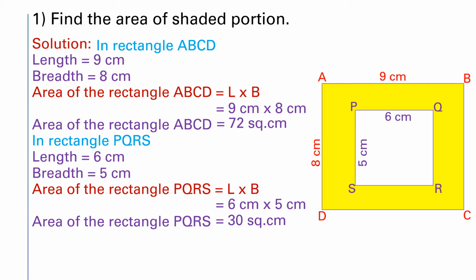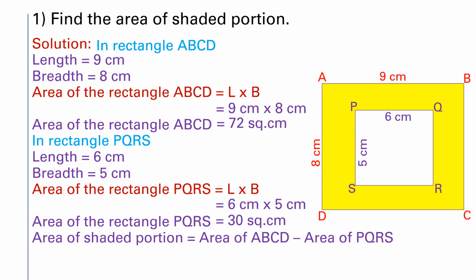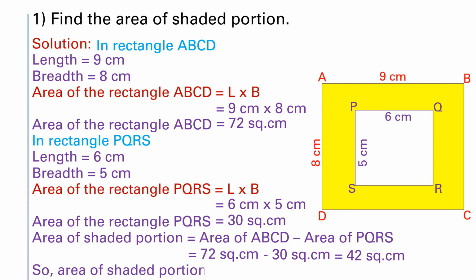Now we will find out the area of shaded portion. So write down area of shaded portion is equal to area of rectangle ABCD minus area of rectangle PQRS. Now put the value 72 square centimeter minus 30 square centimeter. Now do the subtraction. We get 42 square centimeter. So area of the shaded portion is 42 square centimeter.